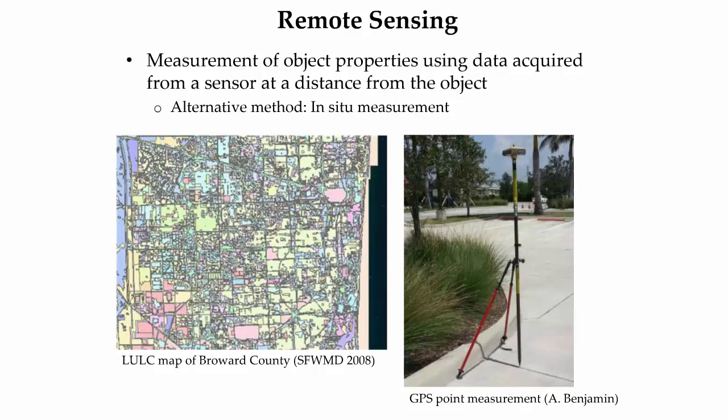For example, to create a map of impervious surfaces with a large spatial extent such as the Broward County Land Use Land Cover map in the left figure, it would be impractical to measure every concrete and asphalt structure in Broward County with GPS measurements. A remote sensing scientist can use a sample of in situ concrete and asphalt points as training data for the creation of a supervised classification map of impervious surfaces.